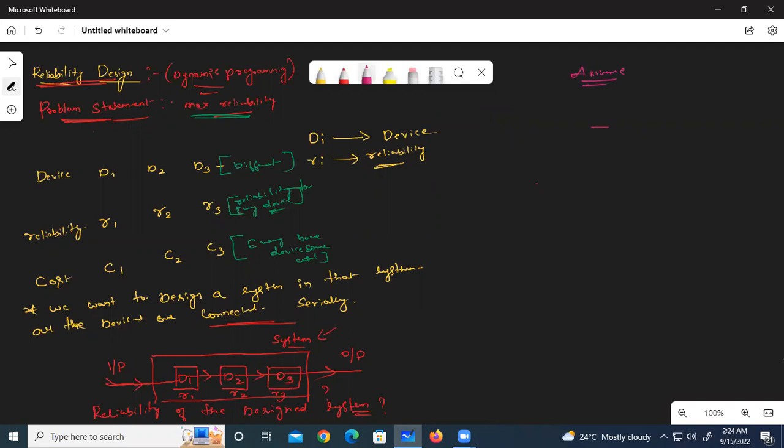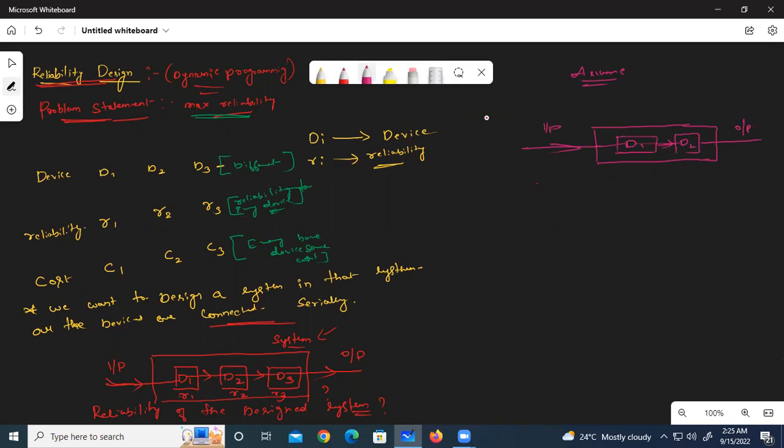Okay. I have a system here, something like this. Here D1 I am going to connect. Again D2 I am going to connect, two devices. One device here, another device here. Like this I am going to connect. This is input. This is output. Okay? Fine.